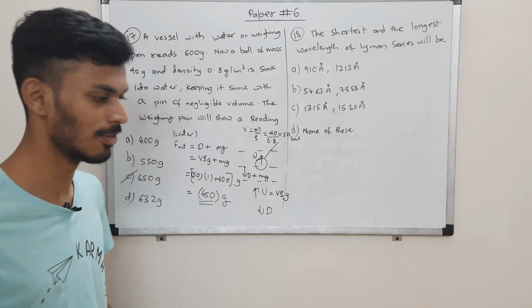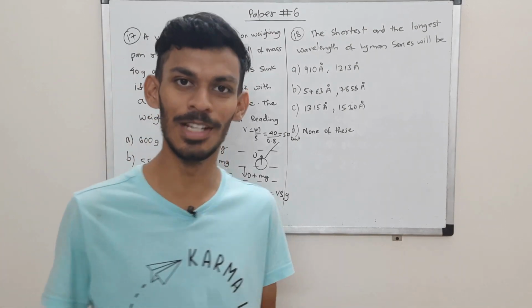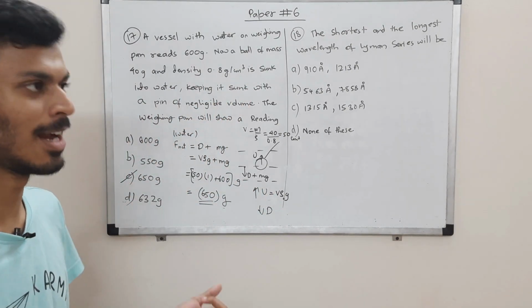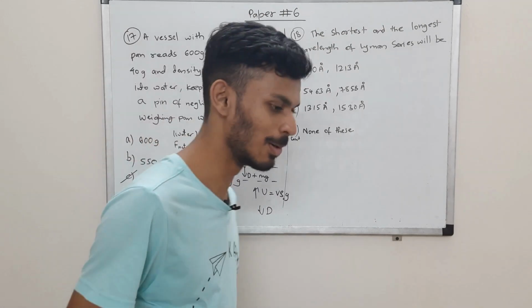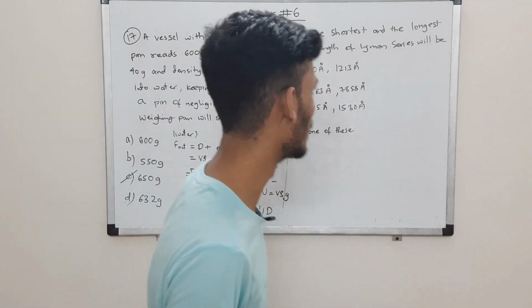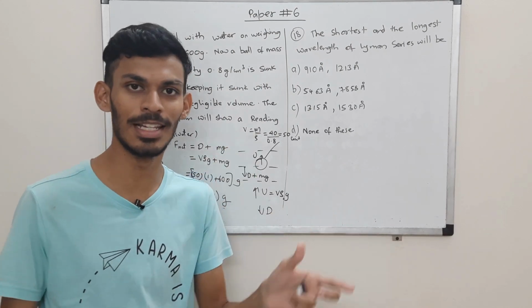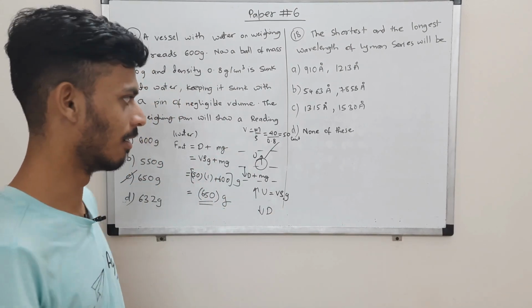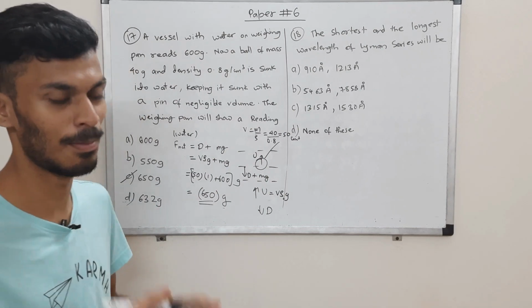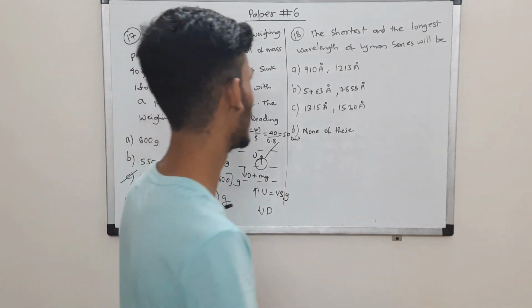Actually weight is a force, right? So the answer should be in newtons, but it is in grams because your weighing machine is doing some manipulation over there. So yes, your weighing machine just shows you the mass equivalent of the force which is applied on it. Okay, anyways, let's come to this one.